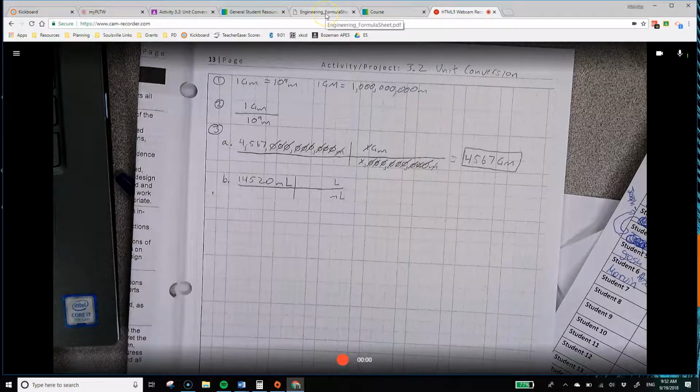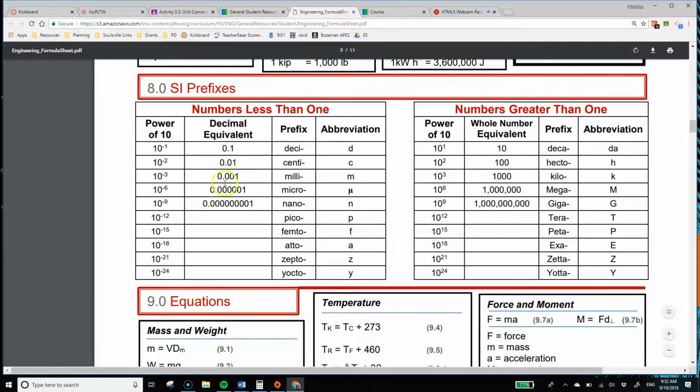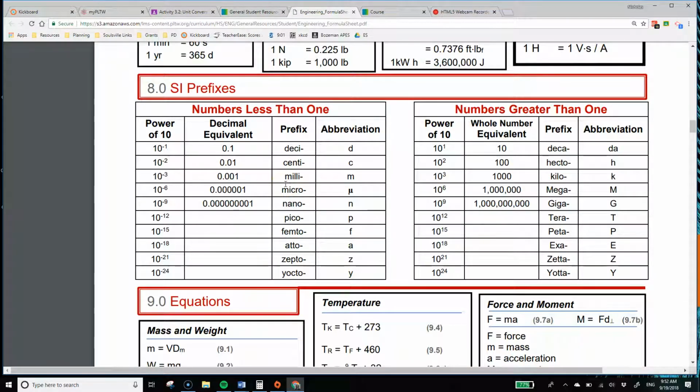But now I need to go into my formula sheet and find the conversion. So can anybody tell me what the conversion from milliliters to liters is? Yes, sir. Right here, that's 2 zeros. Yes, but you had that reversed because that M makes it smaller, and so we need to put that 0.001 next to liters, not next to milliliters. So 0.001 liters over 1 milliliter.